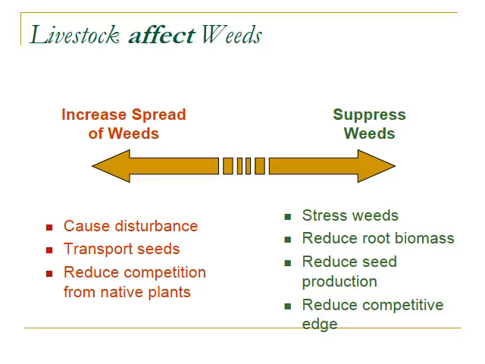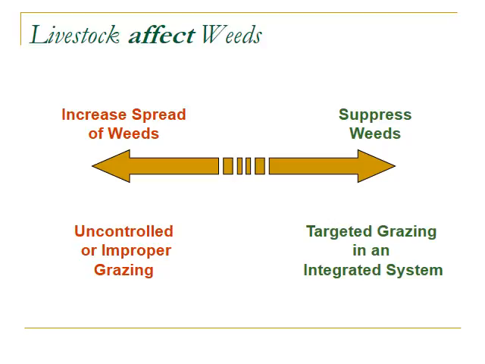You could stress the weeds, you could reduce the root biomass of weeds, you could reduce seed production of weeds, and you could reduce the competitive edge of the weeds over the native or desirable plants. So the difference along that continuum is really just that to increase the spread of weeds is done through uncontrolled or improper or ignorant grazing practices. On the other side, you could suppress weeds with targeted grazing systems, especially if they were in an integrated weed management system.